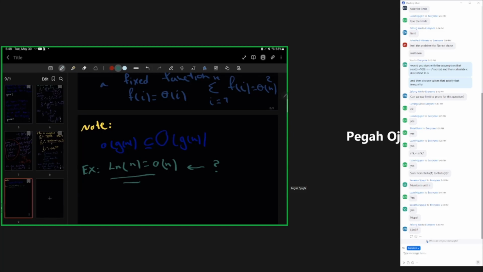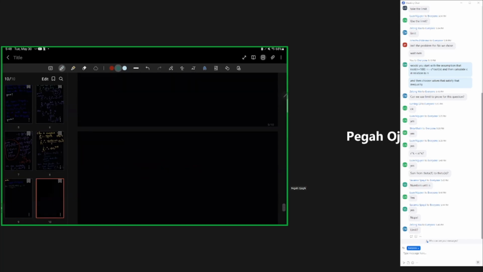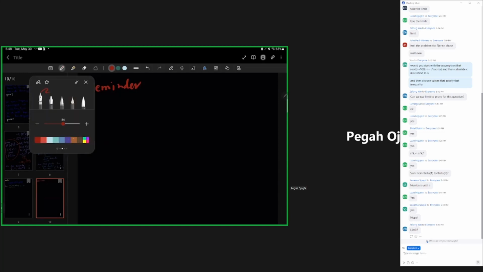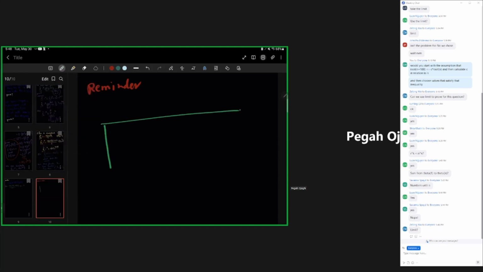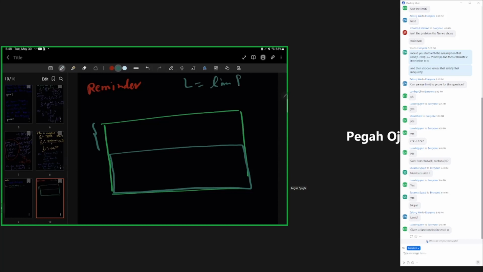So let's go back and put something as a reminder. I explained that here we have L, which is the limit of f of n divided by g of n as n goes to infinity. If L does not exist, it's going to be here. Here L exists.